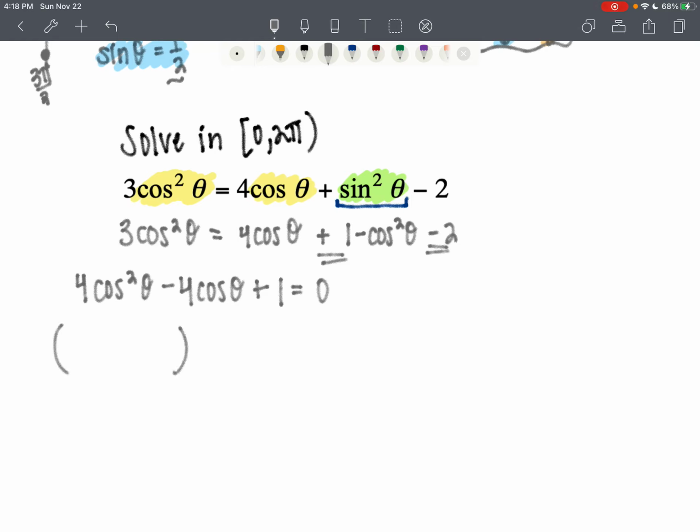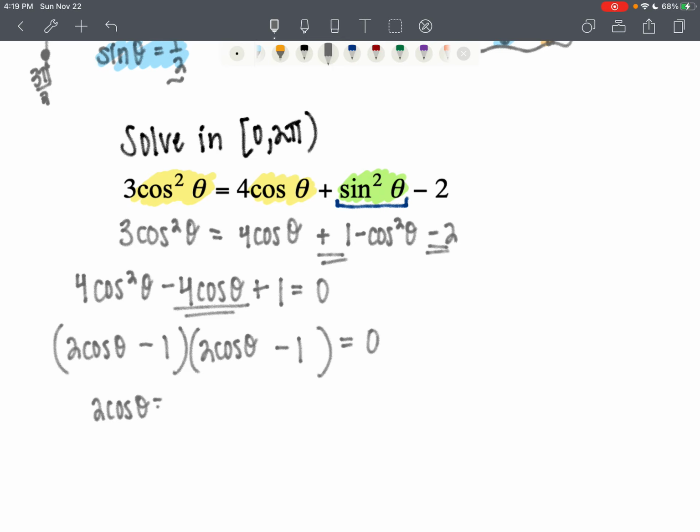And now it's time to factor. 2 cosine of theta, 2 cosine of theta. We're going to make that minus 1 and minus 1. That is going to give us an outer of negative 2 cosine of theta, an inner of negative 2 cosine of theta, which gives us that negative 4 cosine of theta. This is our factored form.